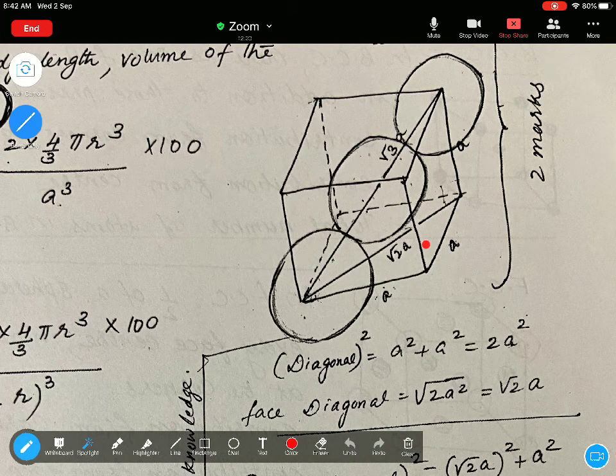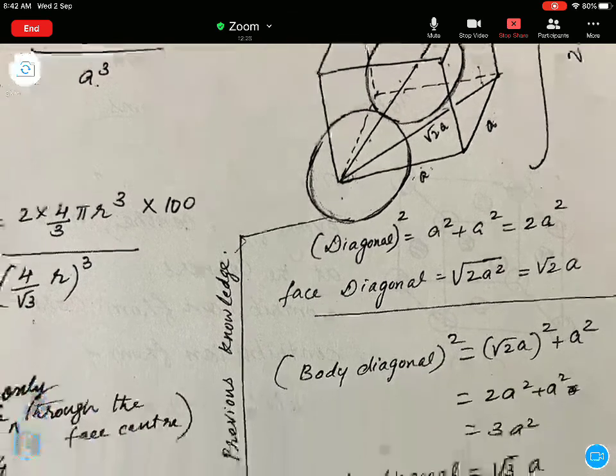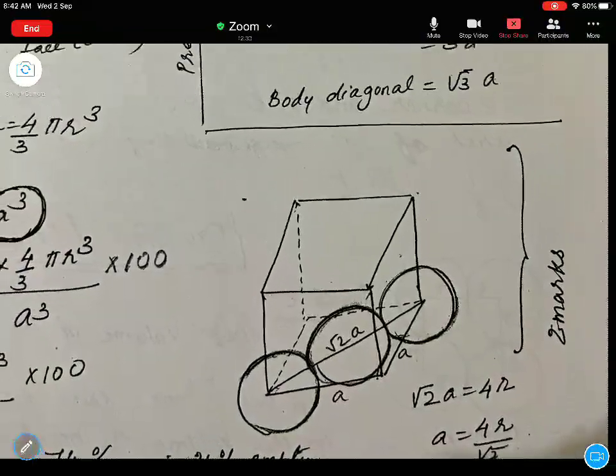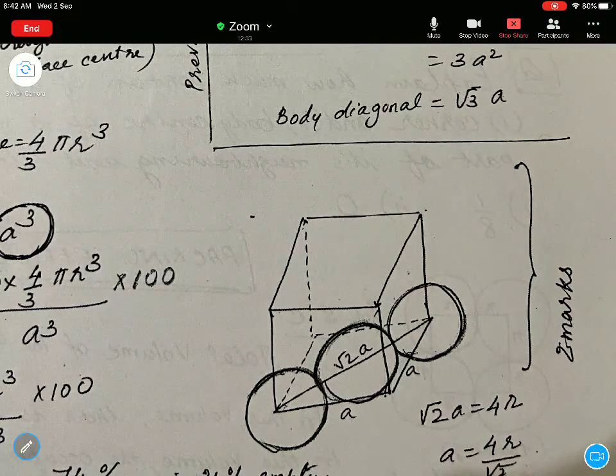Let's see. Can you see the diagram? Yes, ma'am. Okay.